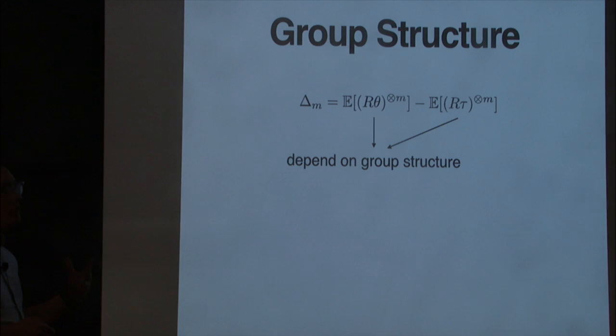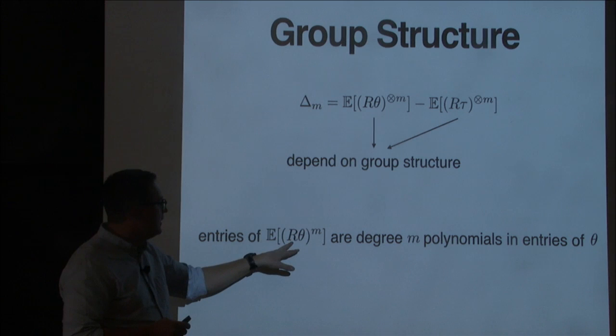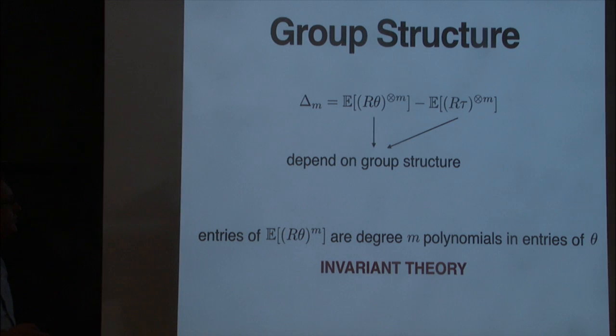And so the way invariant theory shows up is by noticing that if you look at the entries of this tensor, and sorry, there should be a tensor here, the entries of this particular tensor are just degree m polynomials in the entries of theta. It's just summing this thing, and there's just the product of m of those entries. And so understanding those polynomials is part of invariant theory.